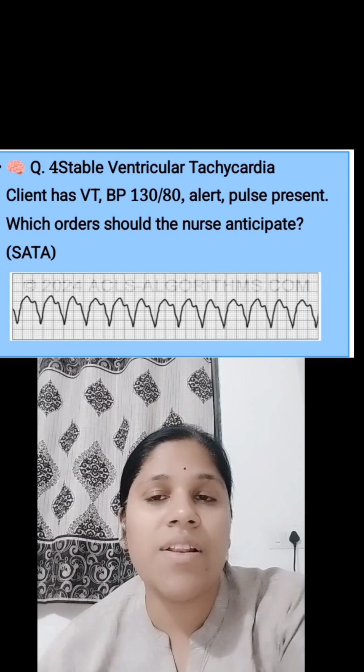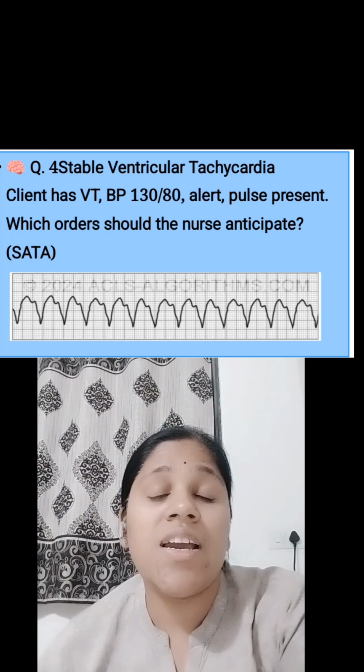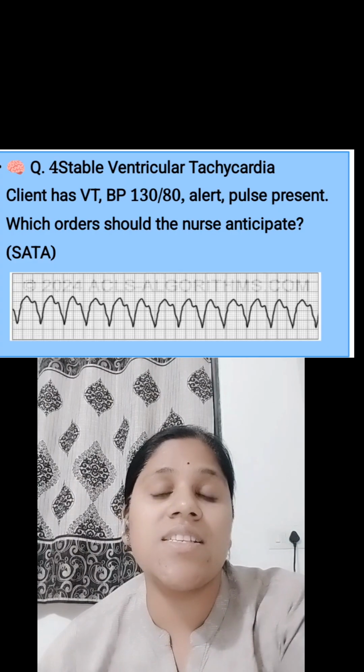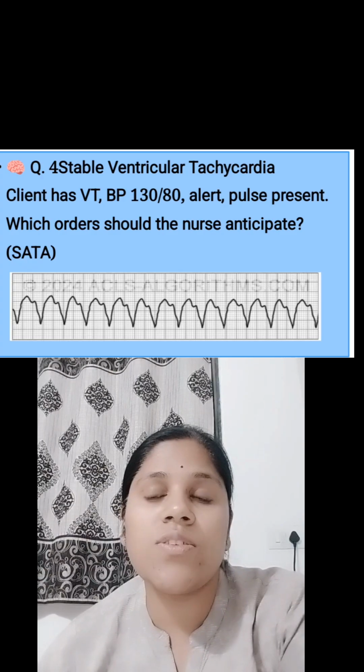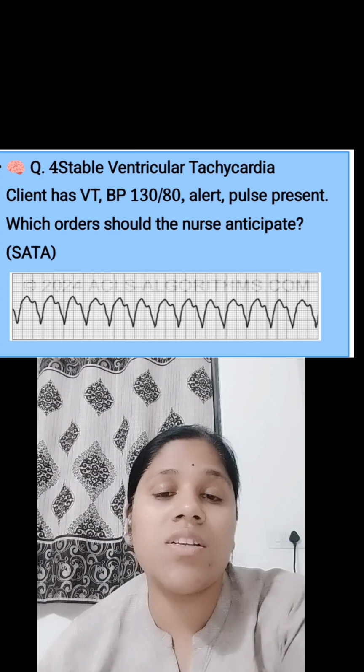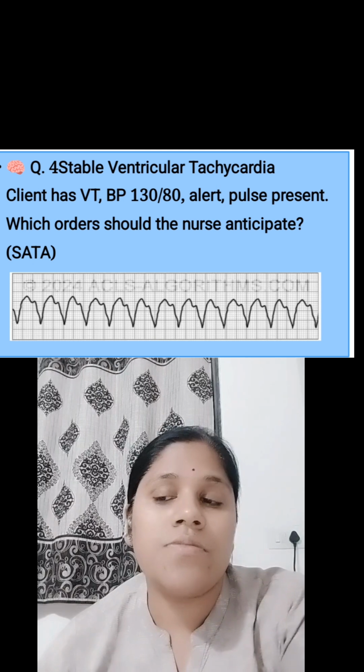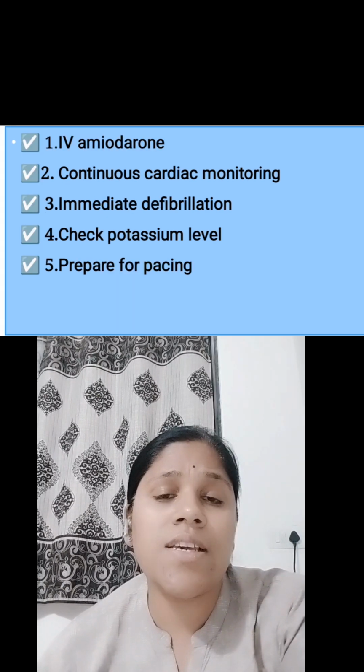Okay. The next question we are going to see is about stable ventricular tachycardia. The patient is stable here. The client has VT, ventricular tachycardia, and he has a BP of 130/80. He is alert and the pulse is present. What orders should the nurse anticipate? Here is the ECG given for this pulseful VT. The options are IV amiodarone, continuous cardiac monitoring, immediate defibrillation, check potassium level, and prepare for pacing.